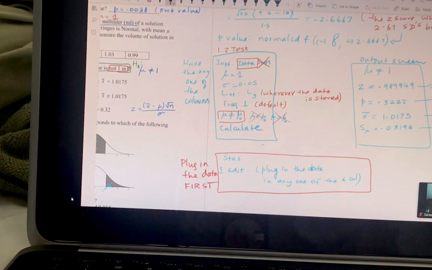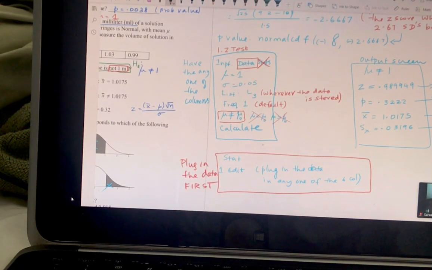Right? So just make sure the data is available in any one of the 6 columns. I just entered all the 8 observations in L3. You can try this one. And after that, go to Stat and then move on to Test. Select option number 1, which says Z-Test. And this time, yes, you have to be very careful.